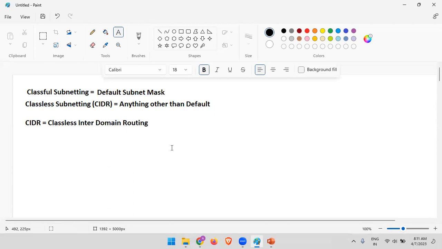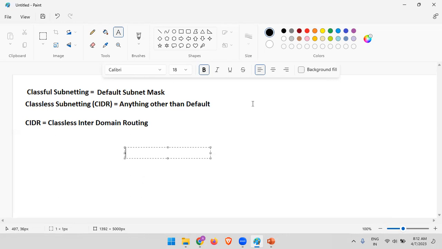Classless means the slash notation. Everywhere we'll now use slash notation only. We'll not use the subnet mask like 255.255. Always with an IP address, CIDR notation will be given. Prefix length will be given. When you're using the default one like /8, /16, /24, that will be classful. Other than that, classless. Okay.